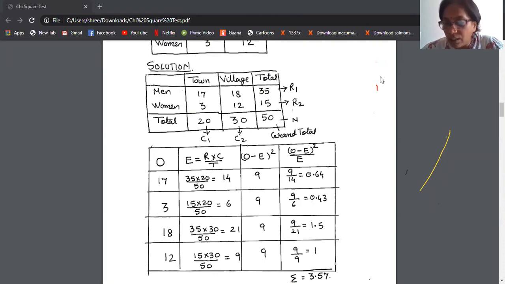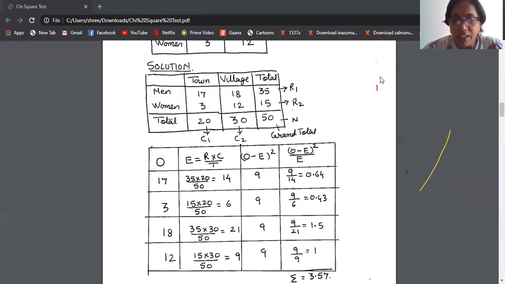So 9. Now (O minus E) the whole square divided by E. When we do that, it is 9 upon 14. We have already found (O minus E) the whole square, and E is already there. So 9 by 14, so that you get 0.64.